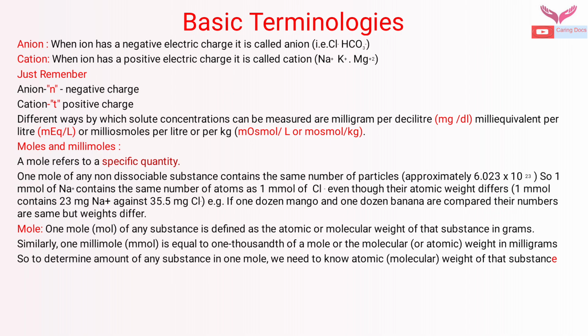23 is basically the atomic weight of the sodium, and 35.5 is the atomic weight of the chloride. It is just as if 1 dozen of mango and 1 dozen of banana are compared, then their numbers are same but weights are different. So mole of any substance is defined as the atomic or the molecular weight of that substance in gram. Similarly, 1 millimole will be equal to 1/1000 of the mole or molecular weight.